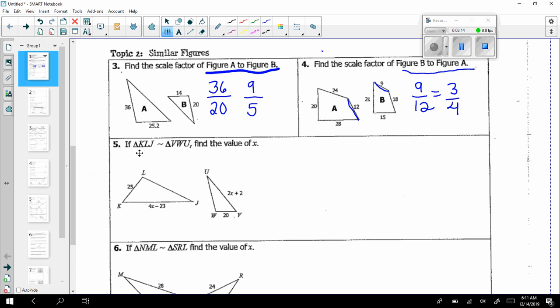Now, when we're given a similarity statement and we have to solve for a value, this is when we have to pay attention. So here I know that KL corresponds with VW. And then KJ, which is right here, corresponds with VU, which is right here. So then I use that to set up my proportion.